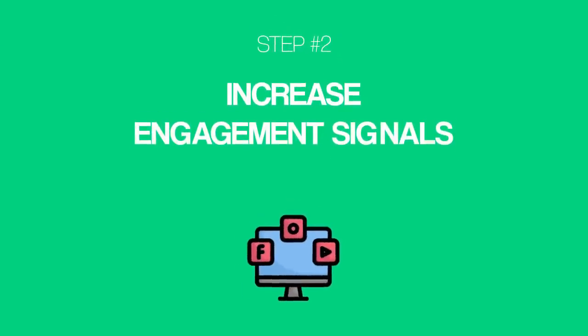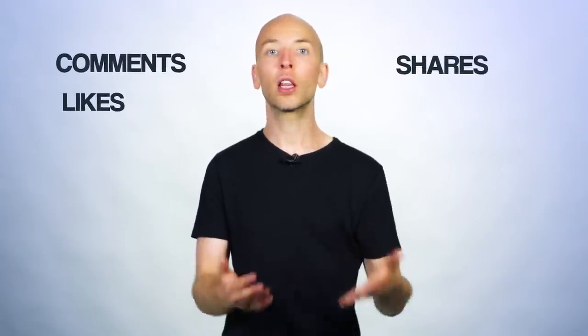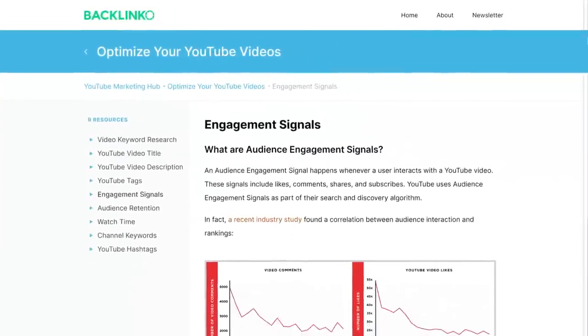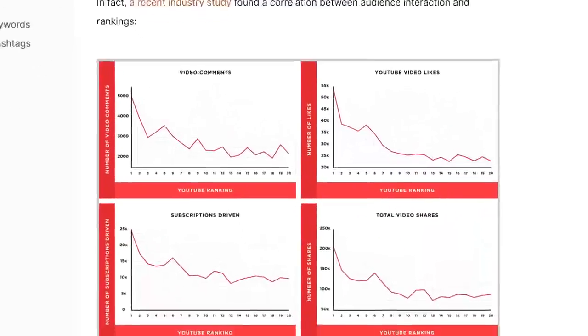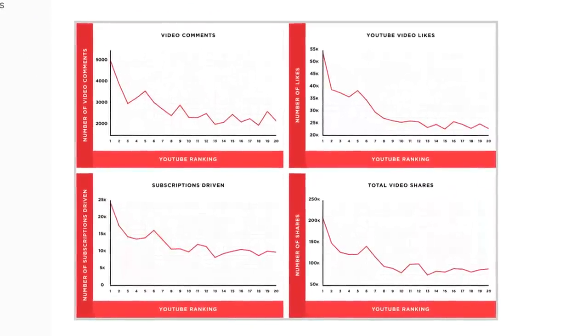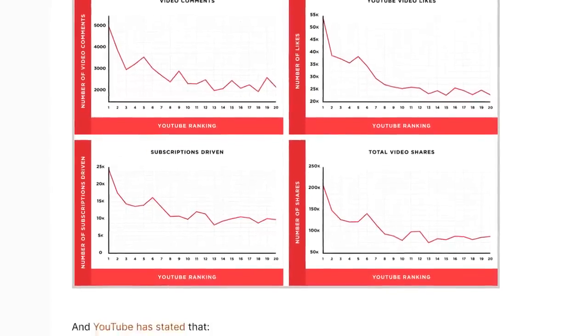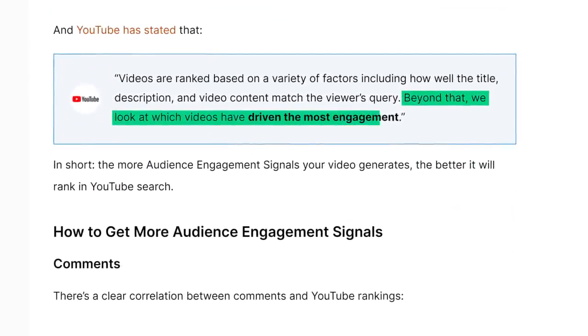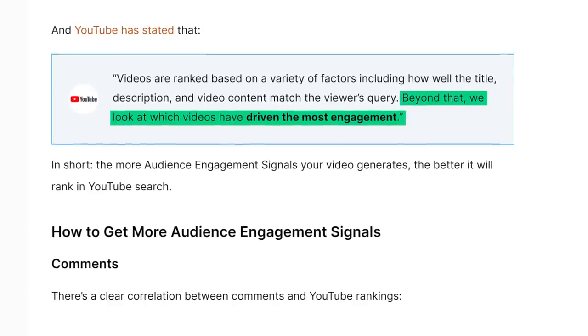Which leads us to our second strategy, increase engagement signals. Engagement signals are things like comments, shares, likes, and subscribes. And the more engagement signals your video gets, the higher it'll rank. In fact, a recent industry study found that engagement signals strongly correlated with rankings in YouTube. And YouTube has even gone on the record saying that videos are ranked partially based on engagement. The question is, how do you get more people to engage with your video?